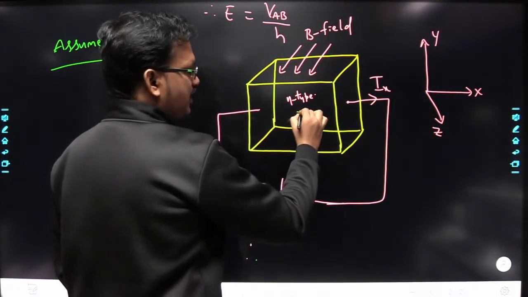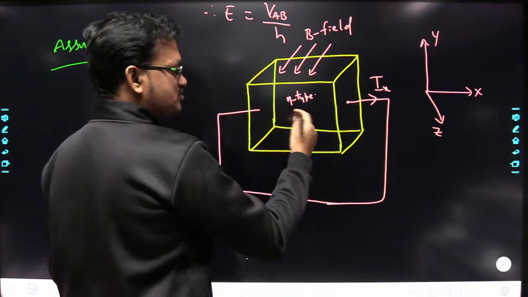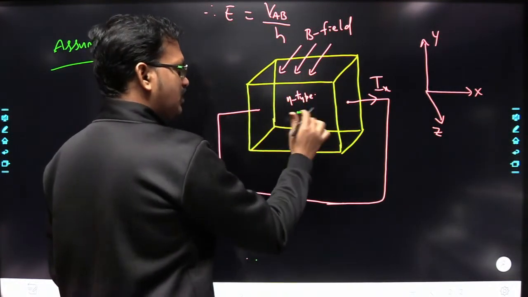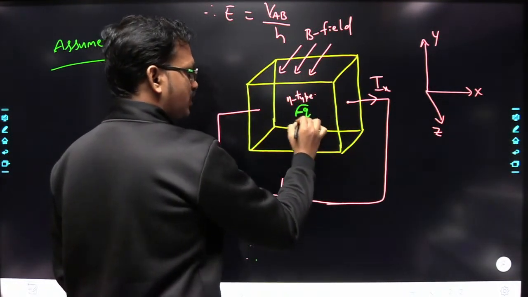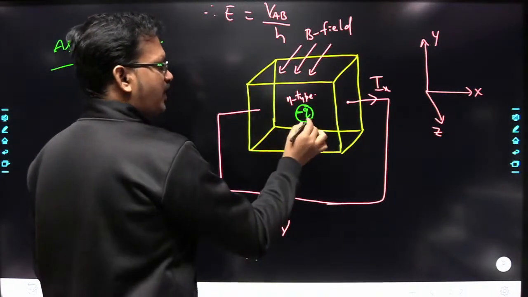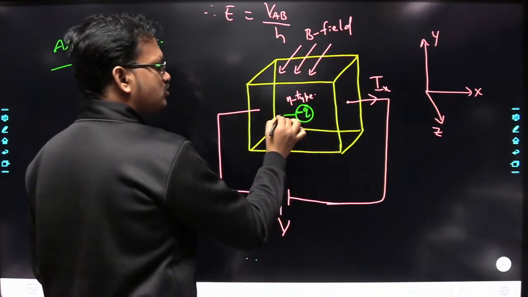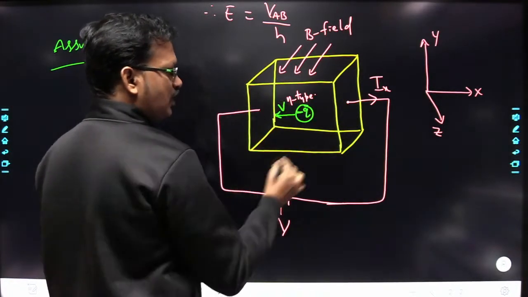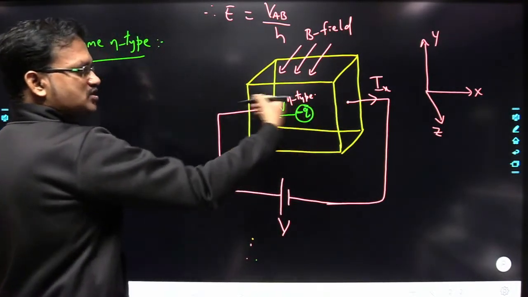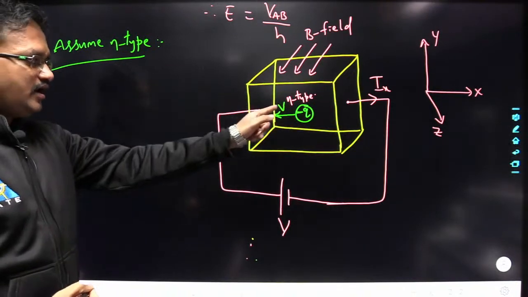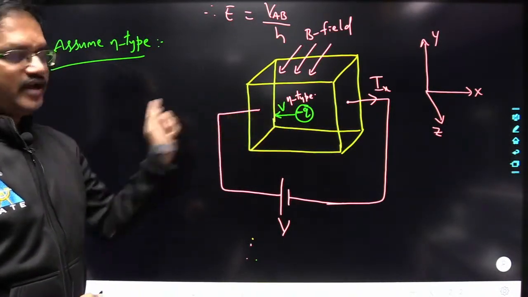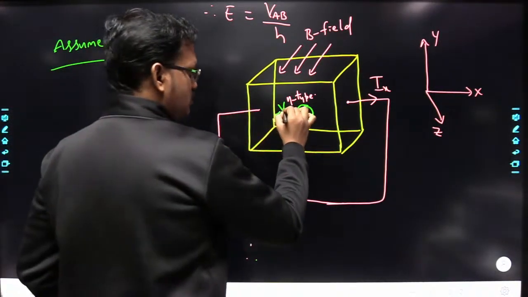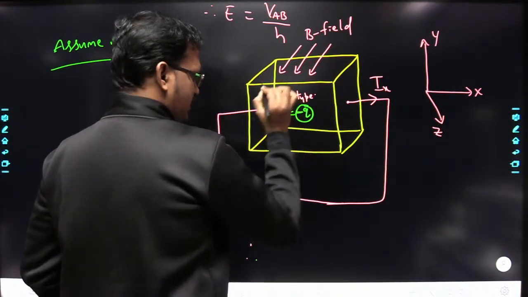So here the negative charge carriers, the electrons, I am considering the total number of electrons as minus q here. Okay, so this minus q is going to move in which direction? From right to left. So the velocity of negative charge carriers will be in which direction here? In negative x direction.